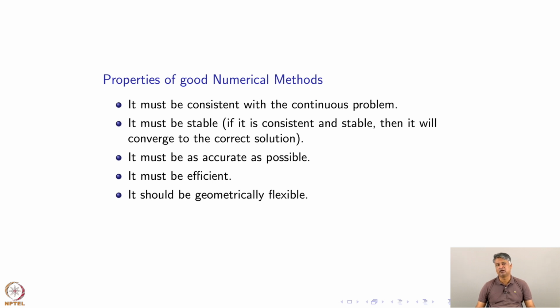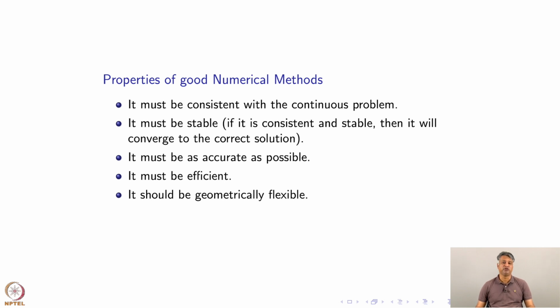The next 3 points are sort of desirables and hopefully should be there for all other numerical methods. First of all, it must be as accurate as possible. We have clearly mentioned the fact that the numerical method will introduce some error. We want to minimize this error as much as possible. 2, it must be computationally efficient. It cannot take too many computational cycles to produce the result, because there is no point if a method is consistent, stable, very accurate, but computationally inefficient, which cannot give us reasonable results in a cheap and efficient manner.